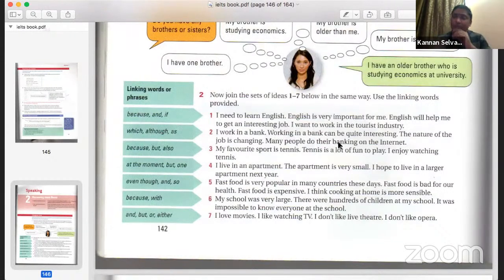But am I exactly getting in the flow part? I'm cutting everything. Look at that. I need to learn English. English number one: English is very important for me. English number two: English will help me to get an interesting job. English number three. I'm cutting. I'm not having a proper flow. I keep on repeating words.